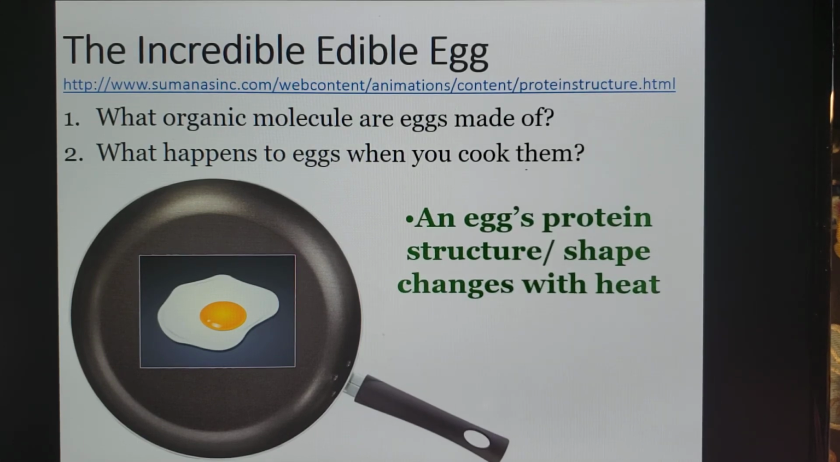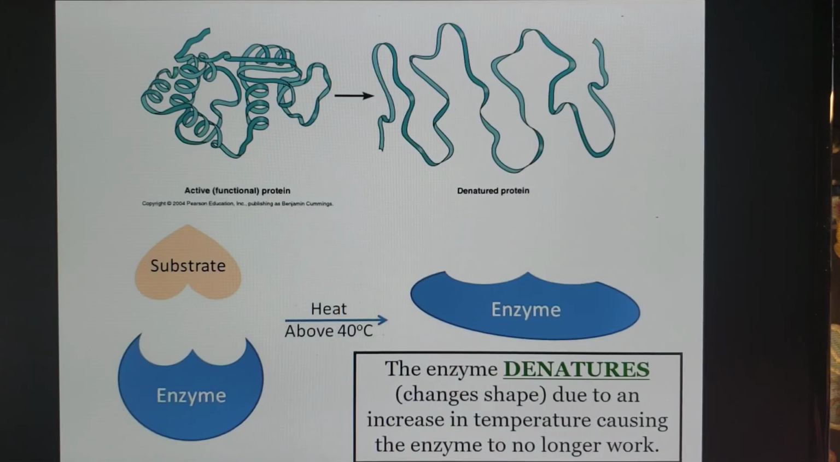An egg's protein structure changes with the heat in the pan. It's because you're cooking it. The protein structure to start out with is tangled like this, but fluid. It can move as a liquid. It gets denatured or broken down in the heat, and the heat is what makes this enzyme work. The enzyme denatures, or changes shape, due to an increase in temperature, and the enzyme no longer works above 40 degrees centigrade, which is about 100 something degrees Fahrenheit.